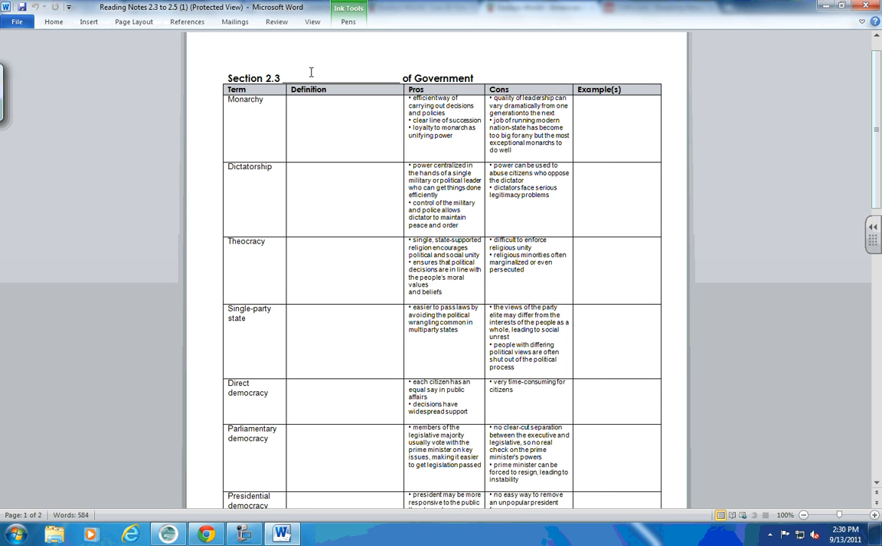Somebody give me a definition of what a monarchy is. Yes? The ruler exercises supreme power based on heredity or divine right. Heredity and divine right are the two key things there.